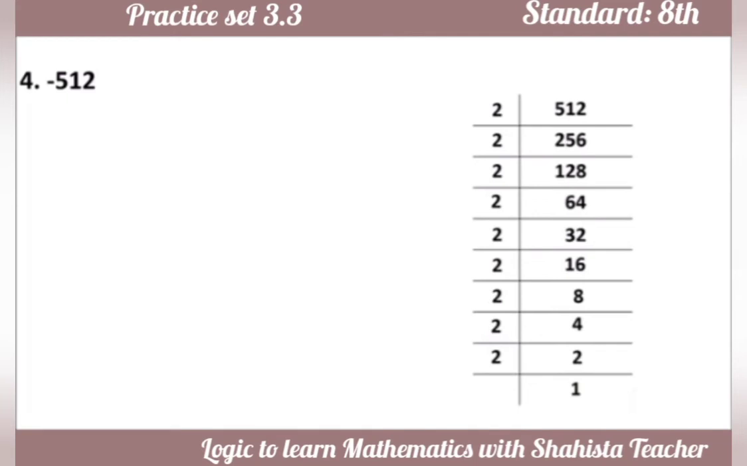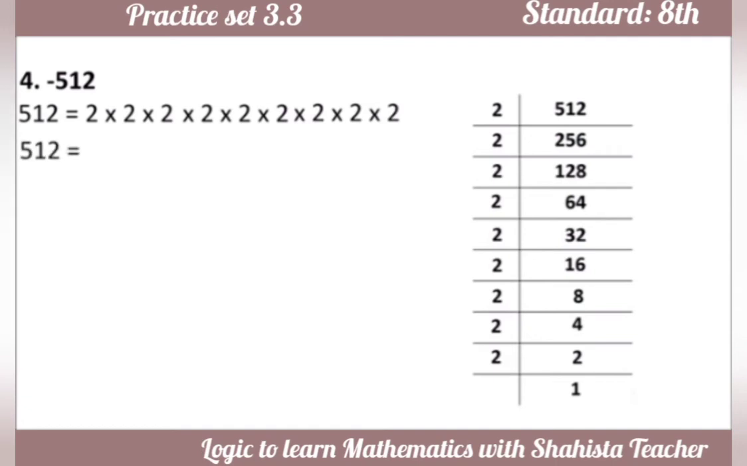So how many 2s are there? So total there are 9 2s. See this vertical line. So 512 is equal to 9 times 2. So 2 into 2 into 2 into 2 into 2 into 2 into 2 into 2 into 2. Total 9 times 2 is written. So now we are going to take the common factor of all these 2s. Okay. So take the pair of 3 3s. So 2 into 2 into 2, 2 cube. 2 into 2 into 2, 2 cube. 2 into 2 into 2, 2 cube. Like this. See this yellow color, 2 cube.